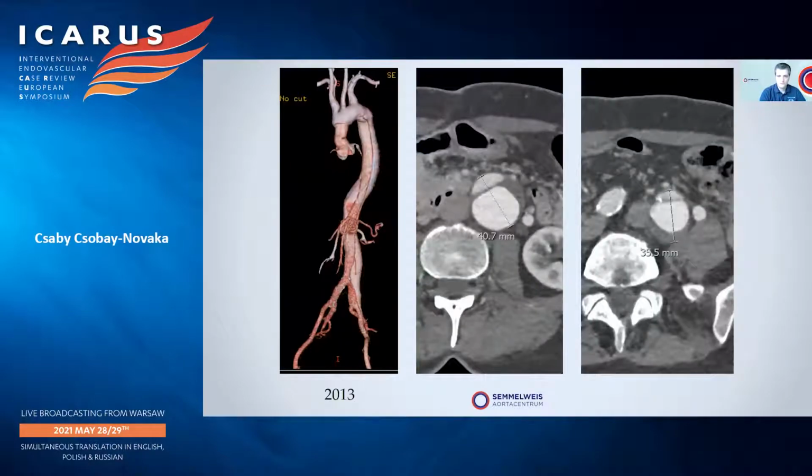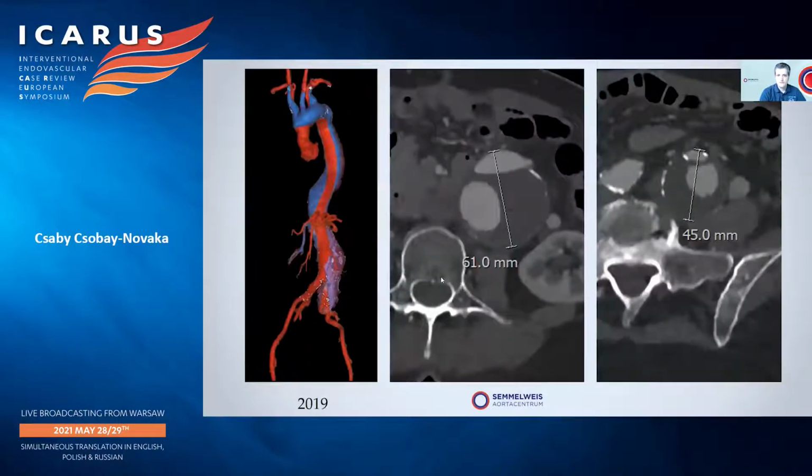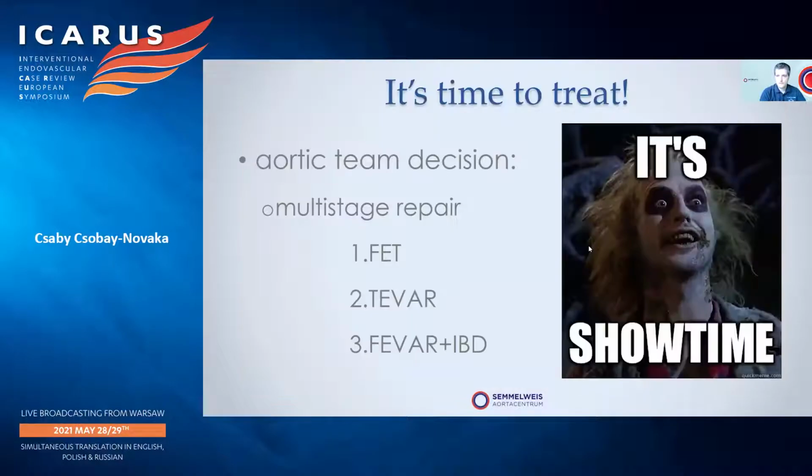So in 2013, it reached 4 centimeters at the infrarenal segment and 3.5 centimeters at the left common iliac segment, which is also involved in the dissection. In 2019, the infrarenal segment reached 6 centimeters. The left common iliac segment reached 45 millimeters. At this point, we decided to treat and to intervene.